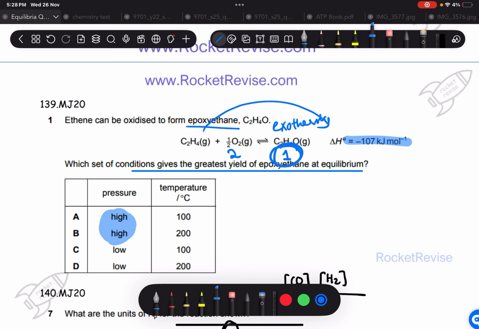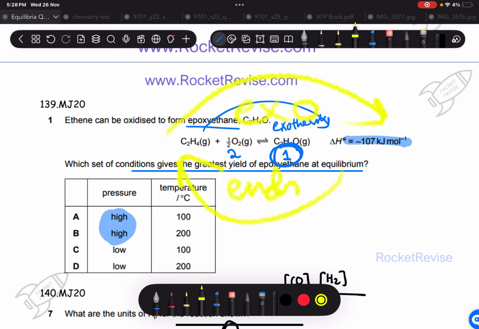And since it's an exothermic reaction, the forward reaction is exo, the backward reaction is endo, and we want the reaction to move forward. So what are we going to do? We want the exo part to happen. I want heat to be released, so I need to decrease the temperature. When I decrease the temperature, the reaction mixture will try to increase it, and when it tries to increase it, it's going to release heat, so it's going to be a lower temperature. So option A is the correct one.